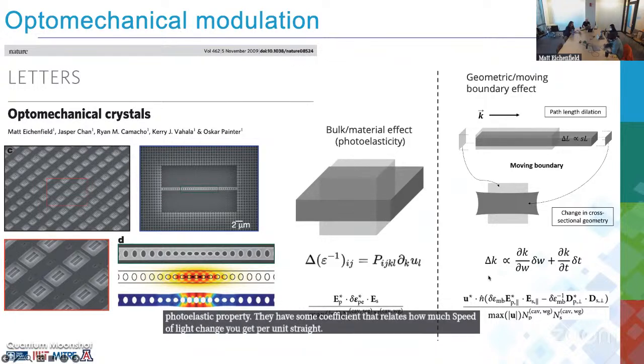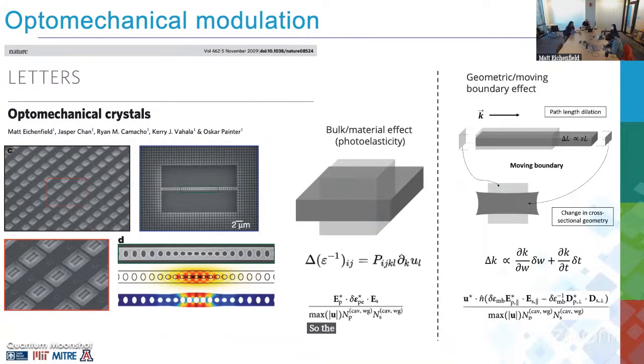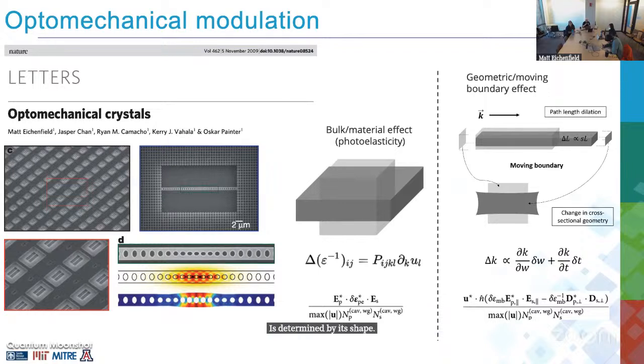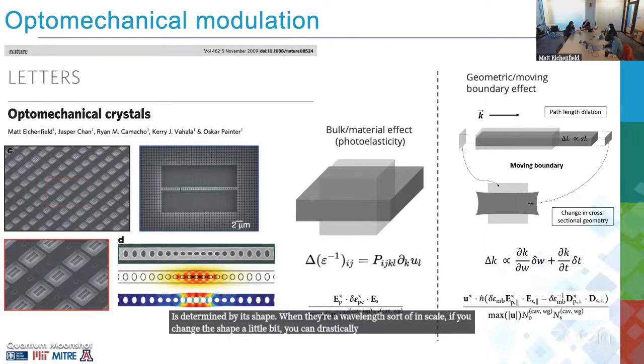Now, there's a second part of it, which is called the moving boundary effect. For this one, you have to imagine that light is moving through a tiny wavelength-scale waveguide, so that the waveguide is not much bigger than the wavelength of light. If I deform the waveguide by squeezing on it, straining it, just like I did with the big chunk, but now this tiny waveguide is getting strained, it's actually changing its shape. And it turns out that the speed of light going through a waveguide is determined by its shape. When they're a wavelength in scale, if you change the shape a little bit, you can drastically change the speed of light. By drastically, I mean maybe a part in 1,000 or part in 10,000 or something like that. But that turns out that's pretty drastic.